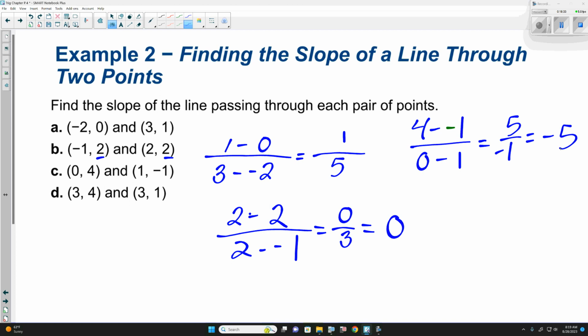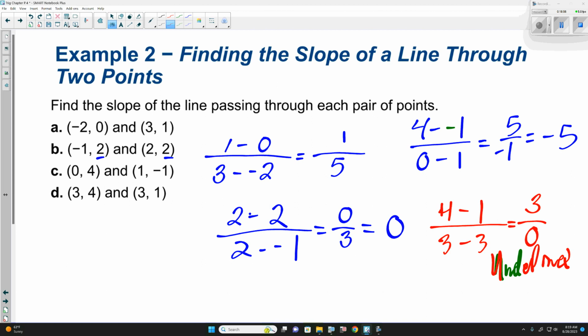And we can do the last one. Four minus 1 on top, 3 minus 3 on bottom. 4 minus 1 is? 3 minus 3 is? So the slope is? Undefined.